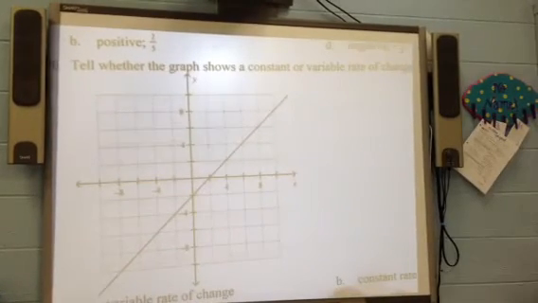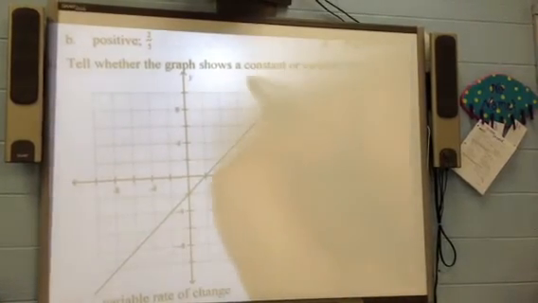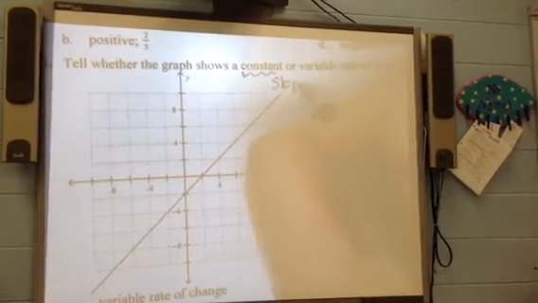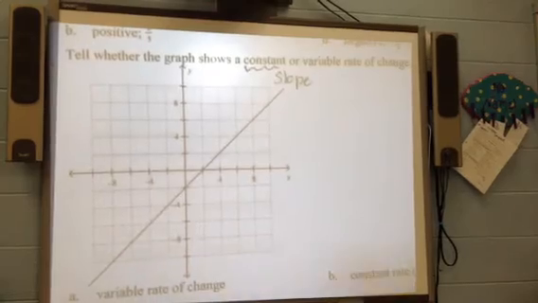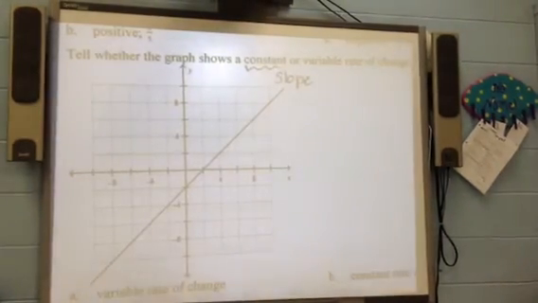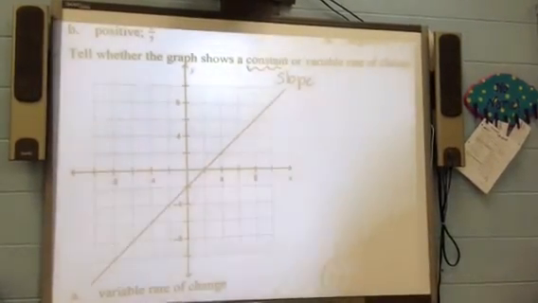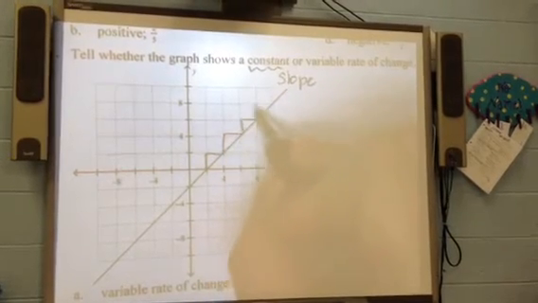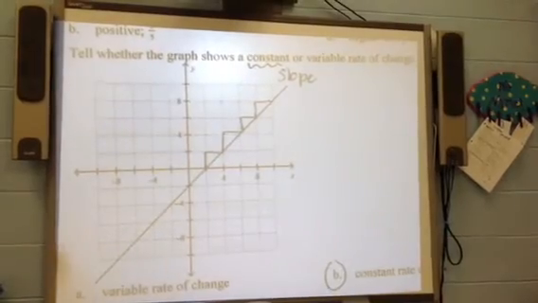Alright, let's look at number 4. Tell whether the graph shows a constant or a variable. Remember, the word constant means that there is a slope, which only happens with linear functions. And since this is linear, it is a constant. We can see that because we have a slope. Rise 1, run 1. There's my slope. I can make the staircase.